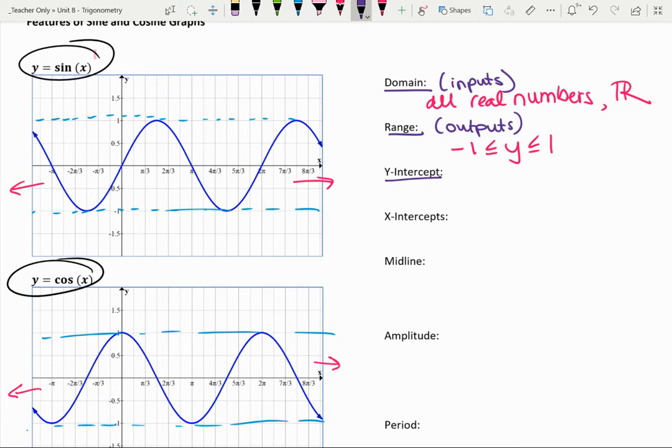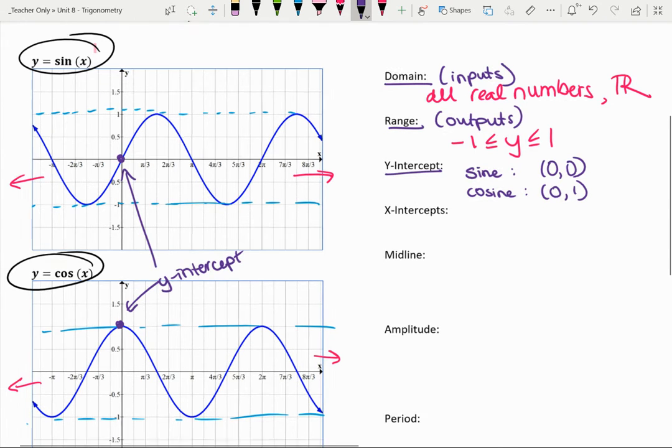Our y-intercept, we're pretty familiar with that all the way back to 7th and 8th grade. The y-intercept is the point where the graph crosses the y-axis. So for sine, our y-intercept is at 0, 0. For cosine, our y-intercept is at 0, 1. So I might just label those with my y-intercept.